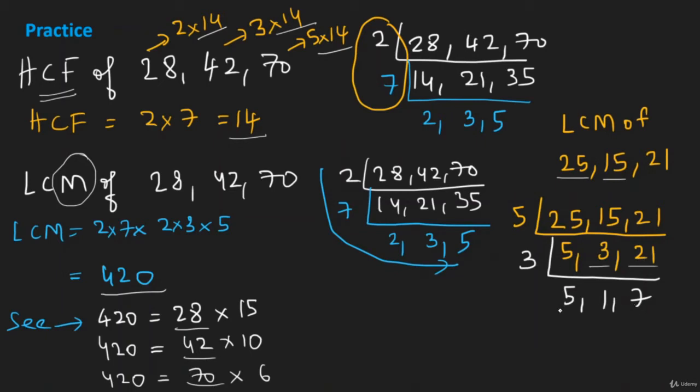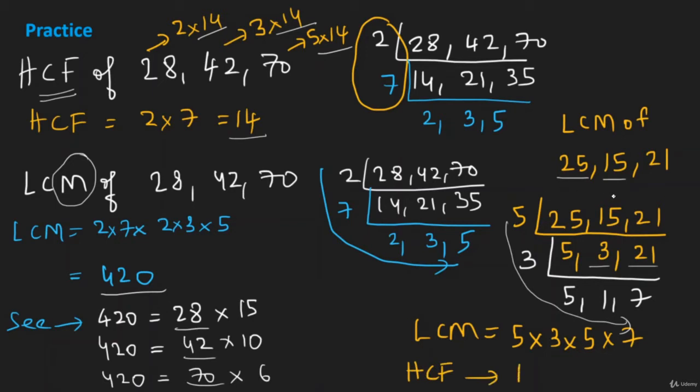Now there is no more common factor even among two of these three numbers that I can take out. So therefore I stop at this point, and my LCM is the product of all these numbers over here. That is, my LCM is 5 into 3 into 5 into 7. And remember, over here the HCF is 1 among 25, 15 and 21, because there is no common factor that I can take out among these three numbers.